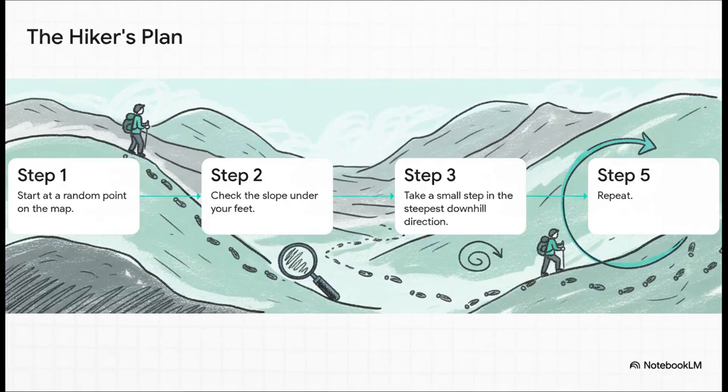So, what do you do? It's actually really simple, really intuitive. You start wherever you happen to be standing. You feel the ground with your feet to figure out which direction is the steepest way down. You take one small step in that direction, and then you just do it again and again and again. Every single step is guaranteed to take you just a little bit lower.